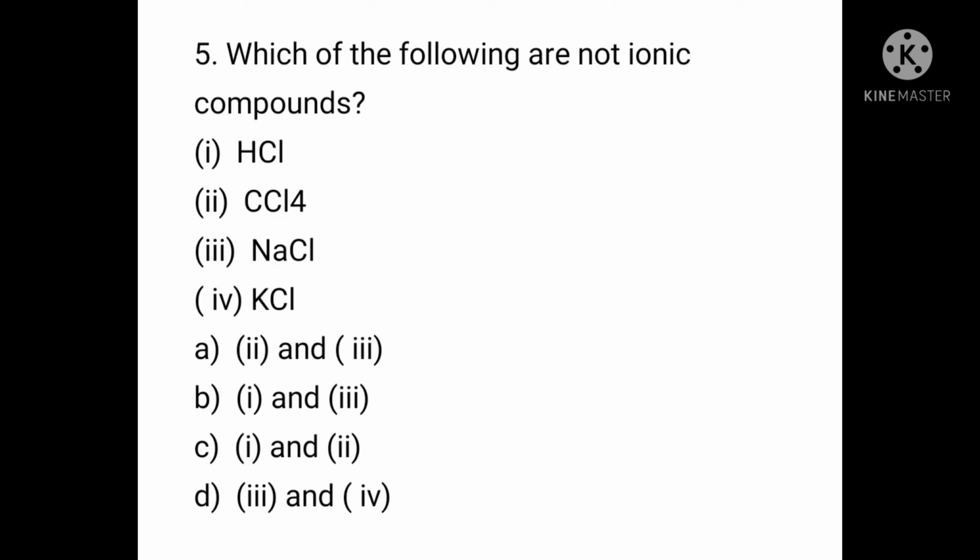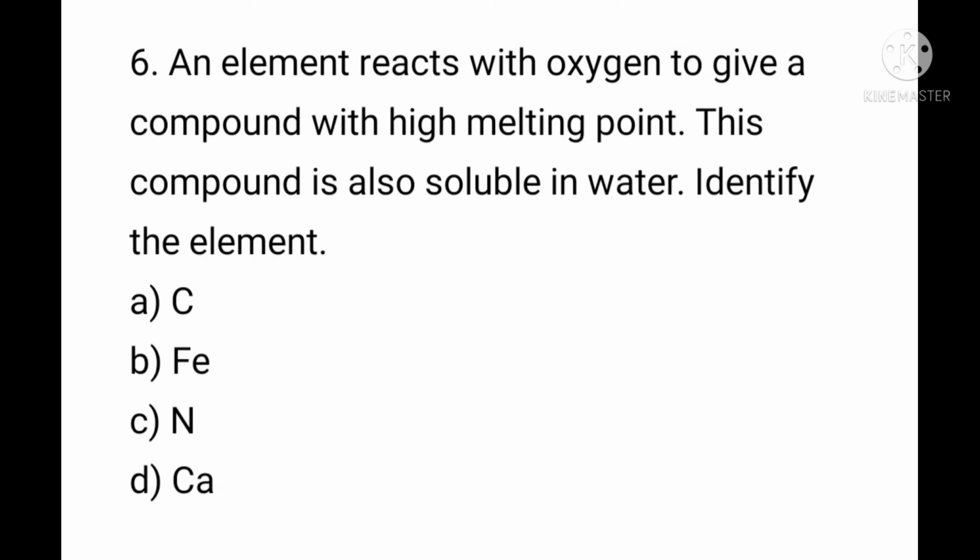Question number 5. Which of the following are not ionic compounds? 1. HCl, 2. CCl4, 3. NaCl and 4. KCl. Here the correct option is option C 1 and 2. That is HCl and CCl4. Ionic compounds are formed by the transfer of electrons from a metal to a non-metal. Here the ionic compounds are sodium chloride and potassium chloride. The first two compounds have no metals in them.